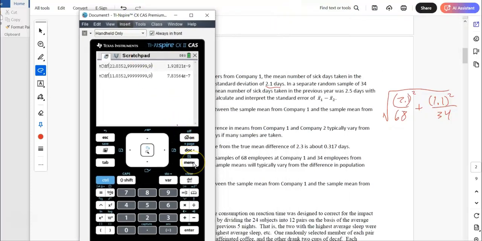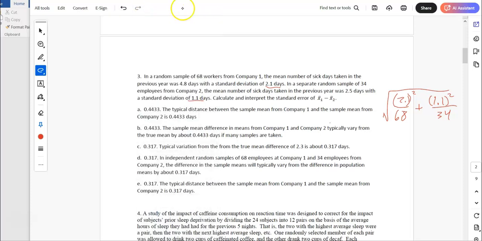Let's see if we get one of these numbers. It's a good question. Okay, control this one. So inside of there, we're going to do a fraction. So 2.1 squared over 68 plus 1.1 squared over 34. And we get 0.317. Okay, so 0.317, so it's one of these guys.